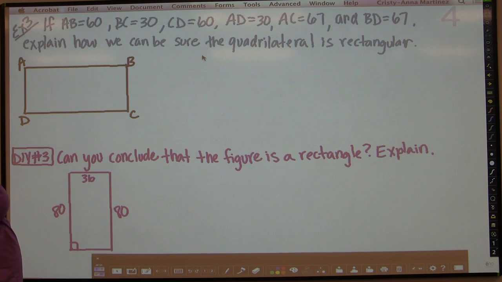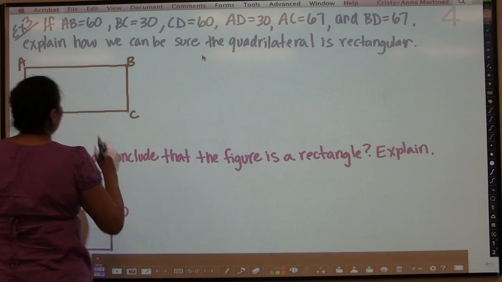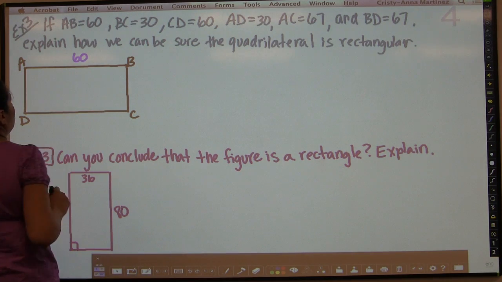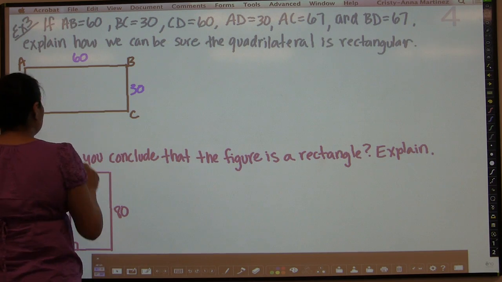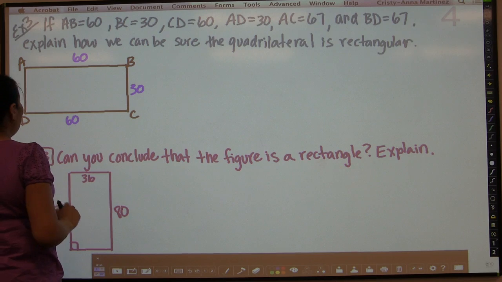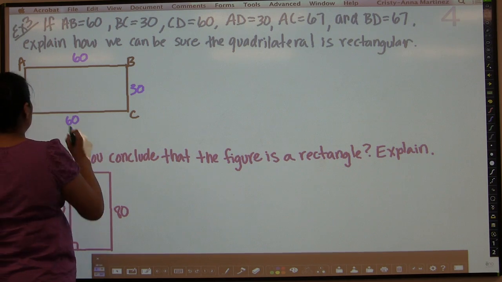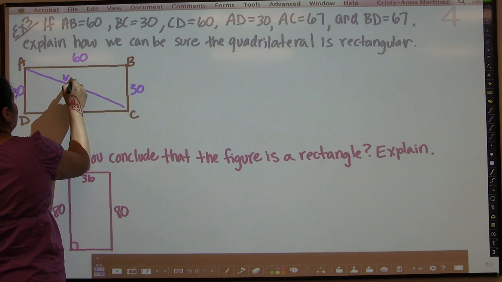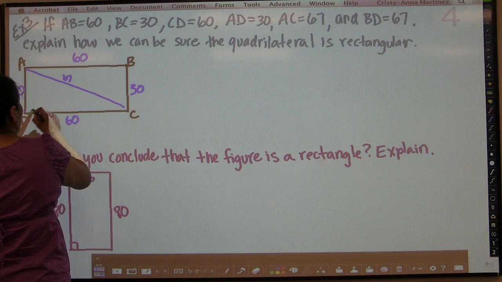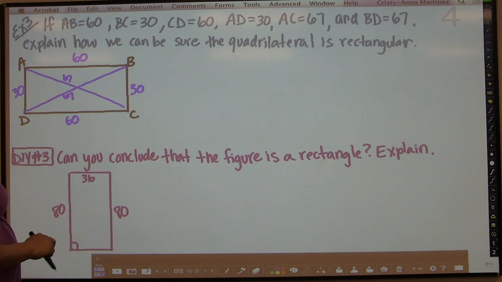So in example 3 it says if AB equals 60, so I'm going to label that, BC equals 30, CD equals 60, AD equals 30, AC, which is a diagonal, equals 67, and BD, the other diagonal, also equals 67. Explain how we can be sure that the quadrilateral is rectangular.